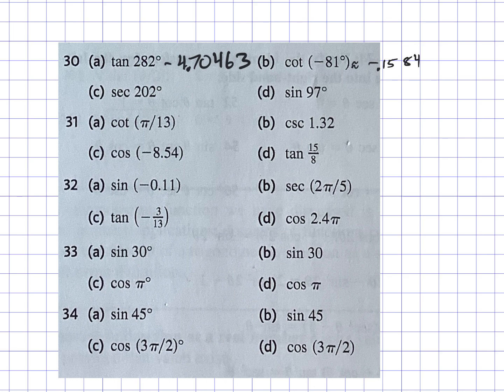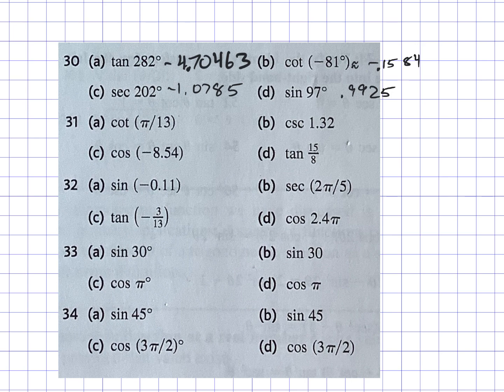Secant is the same thing as the cosine. So the cosine of 202 degrees. But it's the reciprocal, so you've got to do 1 divided by that answer. So negative 1.0785. And the sine of 97, gave you an easy one, is 0.9925. Excellent. Let's go ahead and do the cotangent again.